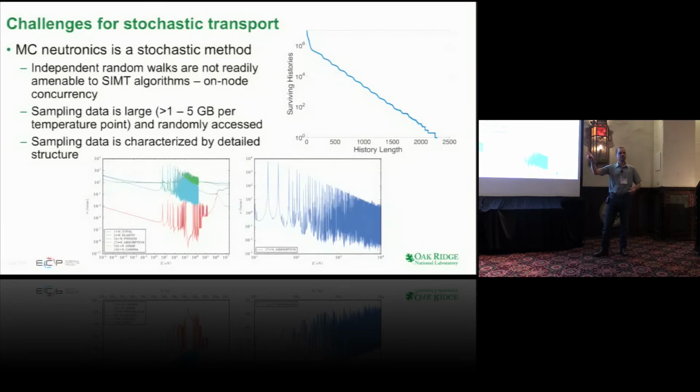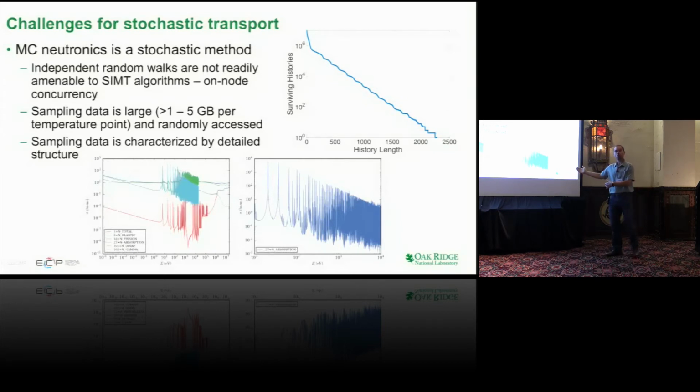And then this is the real massive fly in the ointment. That little red sigma that looks simple, that's sampling this. For example, that's basically the neutron interaction cross-section for uranium-235. So it's got all this awful-looking structure in it. The data sets are large. Putting all this data in memory so that you can sample it is about 1 to 5 gigabytes per temperature point. And we need multiple temperature points, obviously.